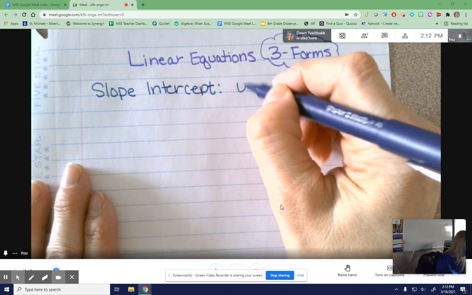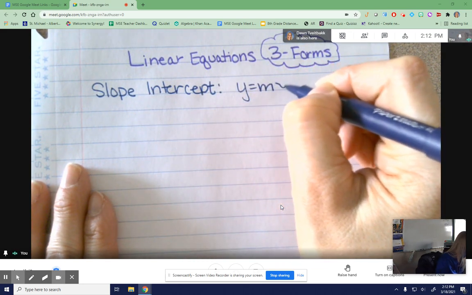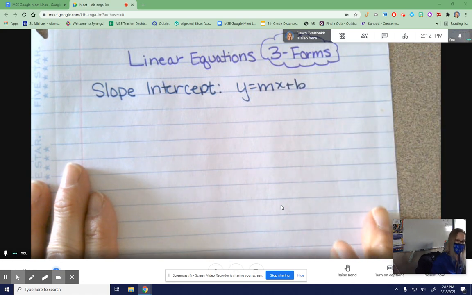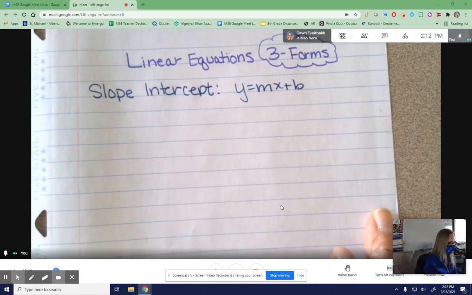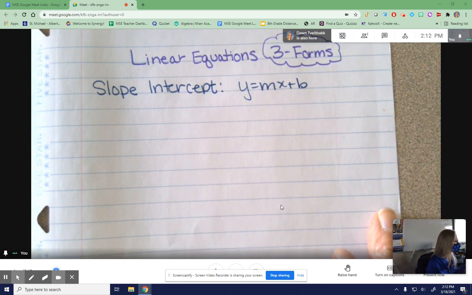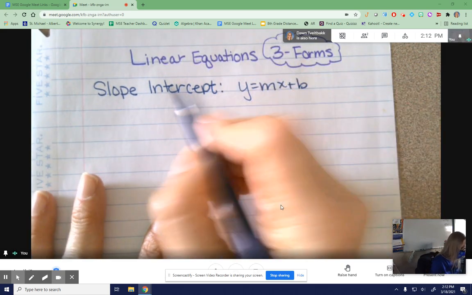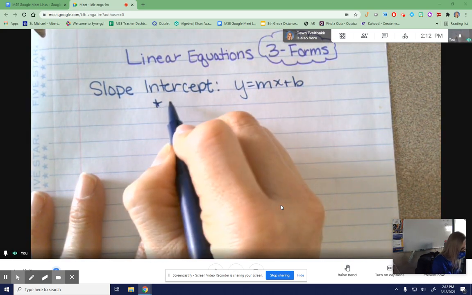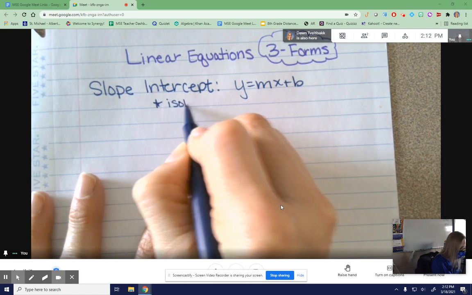Slope-intercept is the one that looks like y equals mx plus b. Anytime you want to make something look like y equals mx plus b, the key thing you need to remember is just to isolate y.